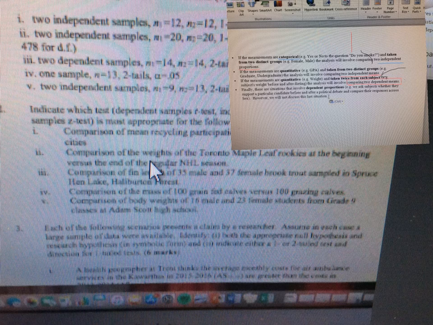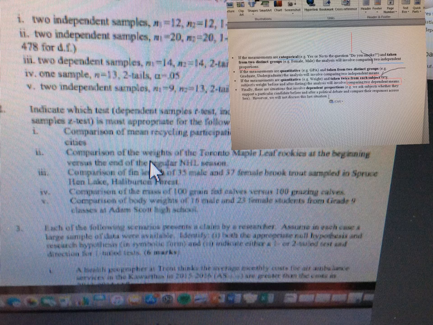If we have the comparison of the fin lengths of 35 male and 37 female brook trout sampled in the lake, then in that case, I would say that that's quantitative. It's taken from two distinct groups, so I would say that those are two independent samples that we're dealing with, and I would use an independent t-test on that one.